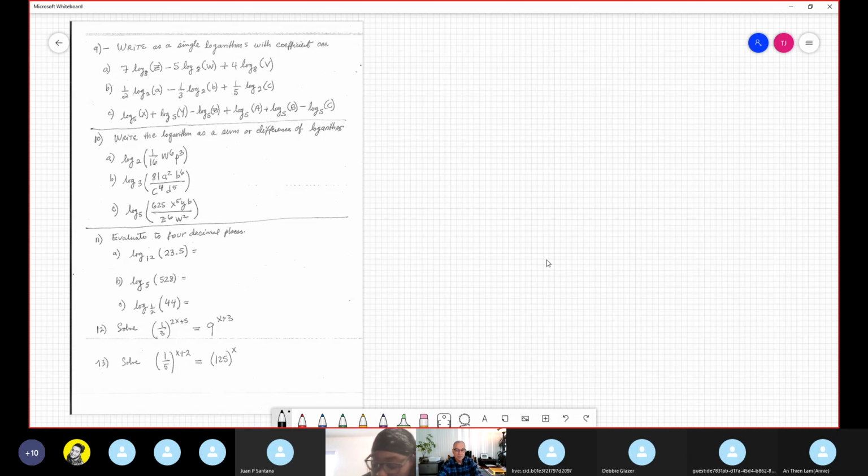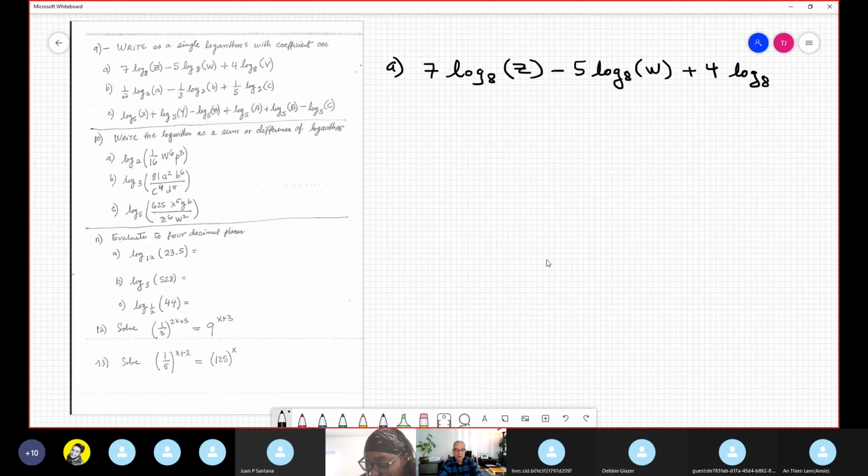A. A is 7 logarithm base 8 of Z minus 5 logarithm base 8 of W plus 4 logarithm base 8 of B. I need to condense it into only one logarithm, and the base should be the same. See the bases are the same? If they were different, we could not do that, or we would need to change the base.